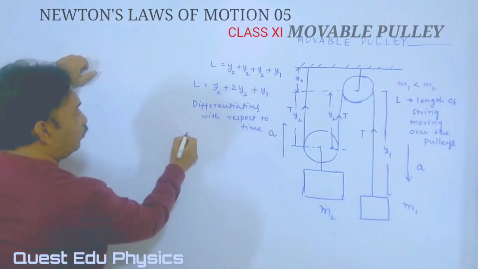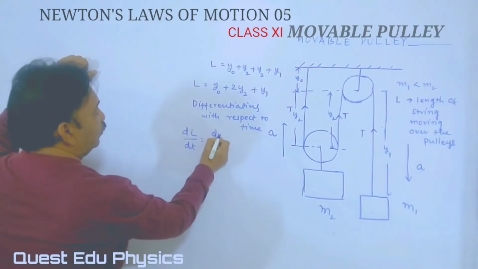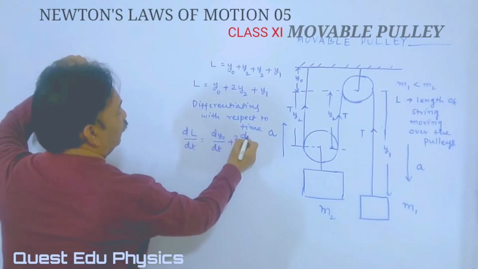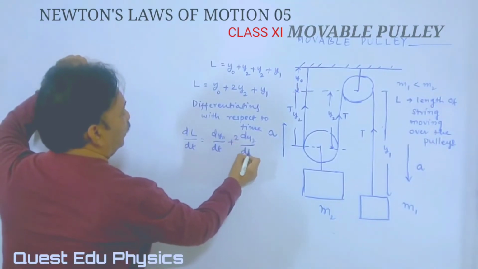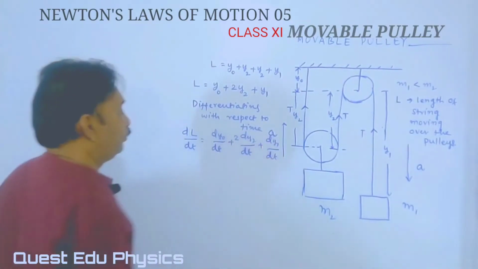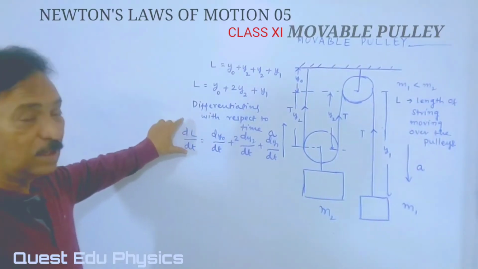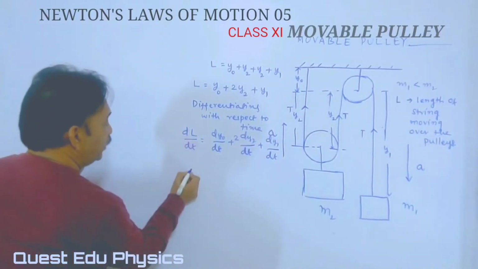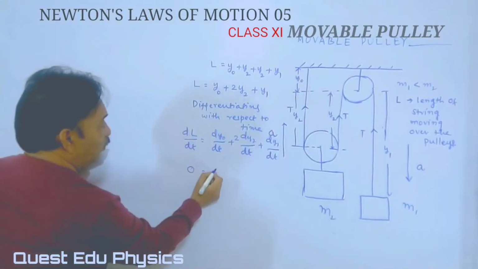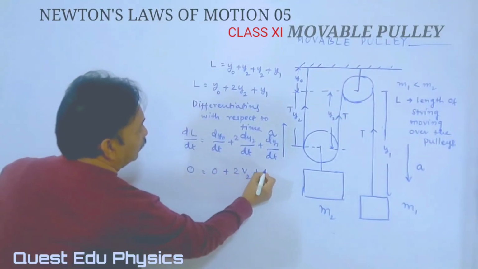What we get, students? Derivative of L with respect to t is equal to dy0/dt plus 2 dy2/dt plus dy1/dt. Here the length is a constant, so the differentiation becomes 0, and dy0/dt is also a constant, that's why it is 0, and we get 2v2 plus v1.